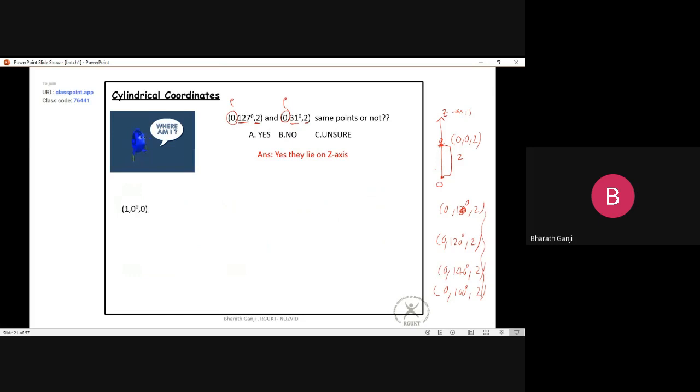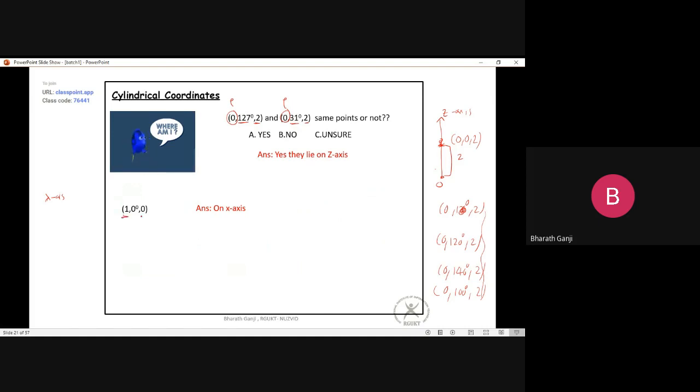So if you think about point 1 comma 0 degrees comma 0, this point is particularly on one axis. Can you tell me which axis it is? ఇది ఒక యాక్సిస్ మీద ఉంది, ఏ యాక్సిస్ అది? సో బేసిక్లీ there are 3 axes, x axis, y axis and z axis. Few people are typing the answer also. Yeah, so they're saying it's x axis. Okay, so you're right.